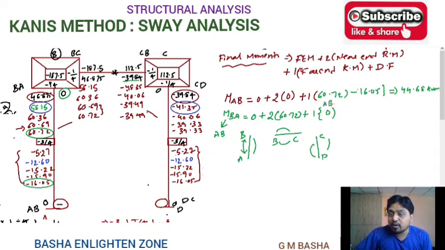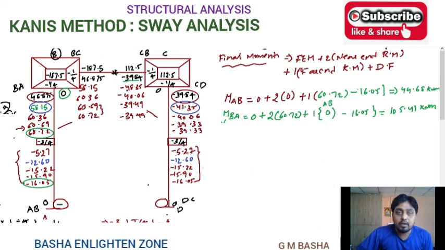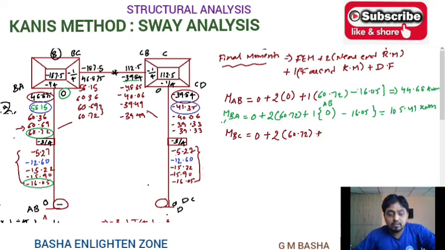Minus, for BA, what is the displacement factor here? That is the recently obtained value, minus 16.05. If you simplify, you will get 105.41 kilonewton meter. Then go for the BC member. So for member BC, again fixed moment plus 2 into near end rotation moment, that is 60.72. For BC the far end is CB only, that is minus 39.49.